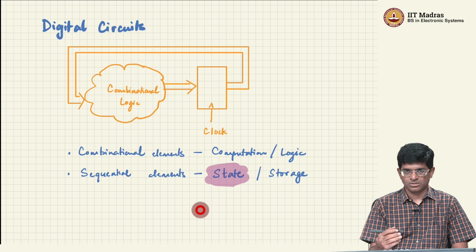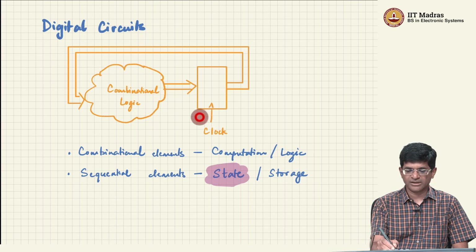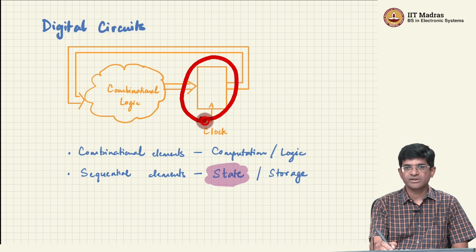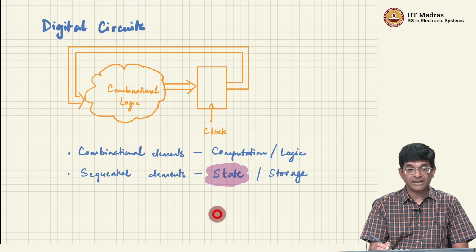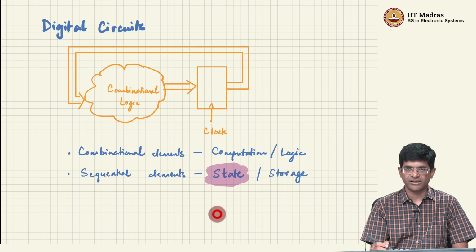Now that's fine, except that we also have another kind of element in digital circuits, which are usually called the sequential elements, and these are used in order to maintain some notion of state or storage. Essentially what they allow you to do is to take a particular value and to store it for later use, right? And this brings about a very useful concept of retaining a state associated with a system.